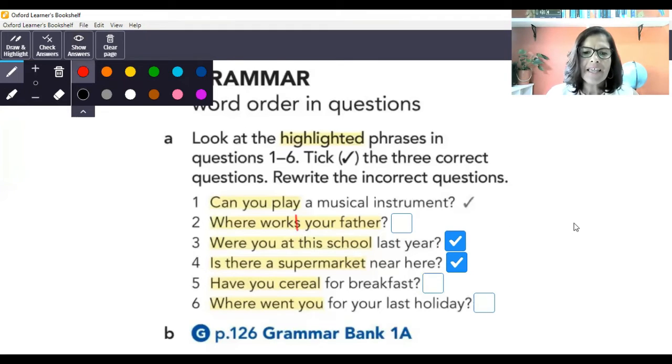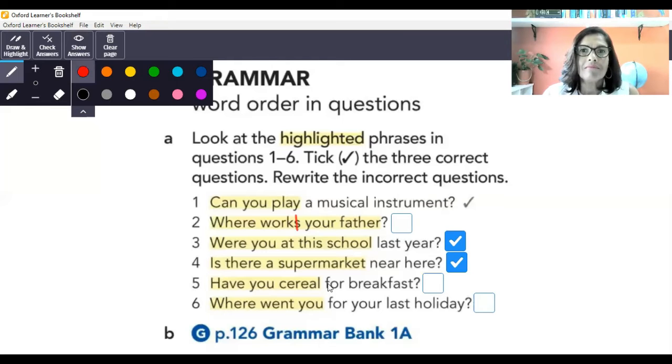Okay. Let's have a look at number 5. Have you cereal for breakfast? Okay, that's another common error. The verb have, it's a main verb, é verbo principal. To be used as an auxiliary, that is possible only for present perfect. But in here, number 5, this is simple present. So for simple present, I need to use the auxiliary of simple present. And what is the auxiliary of simple present?